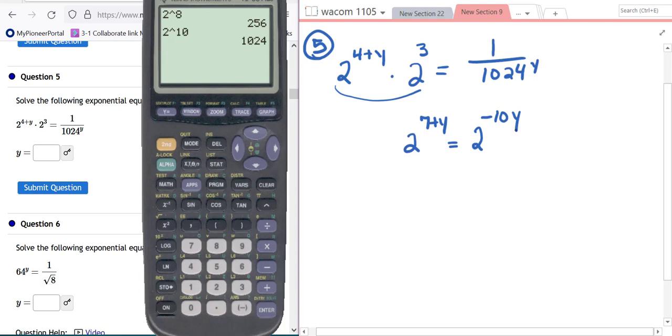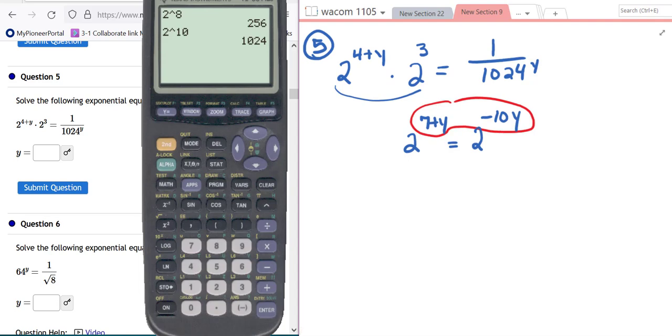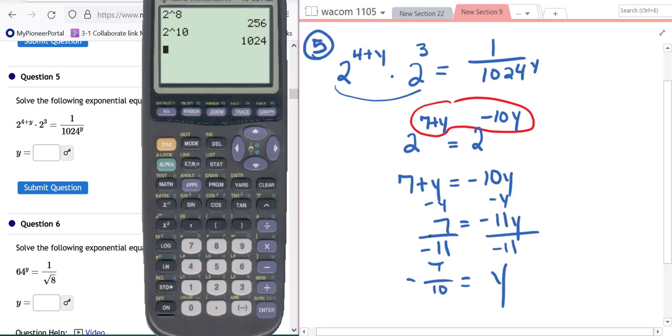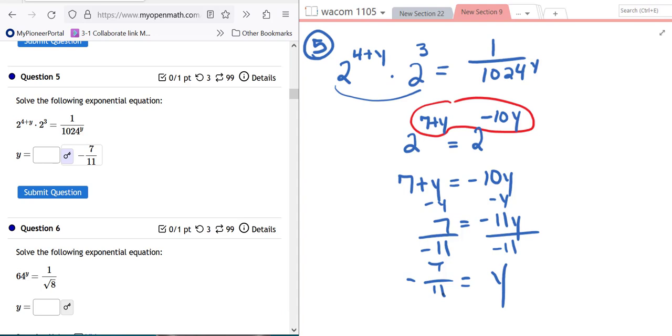So it took a little work to get there. Now you set your exponents equal. So we have 7 plus y equals negative 10y. And we'll subtract this y from both sides. So we have 7 equals negative 11y. And we need to divide by negative 11. So y equals negative 7 over 11. Whoops, not 10, 11. Good.